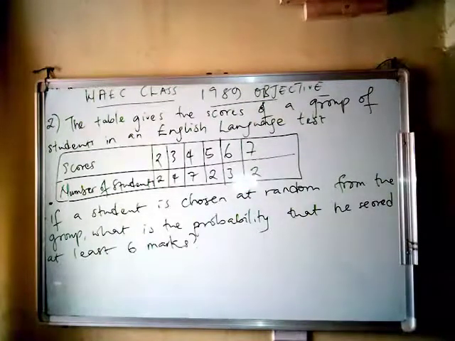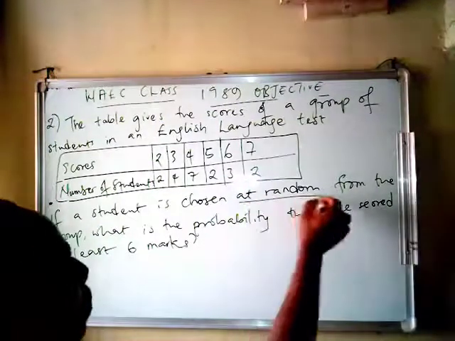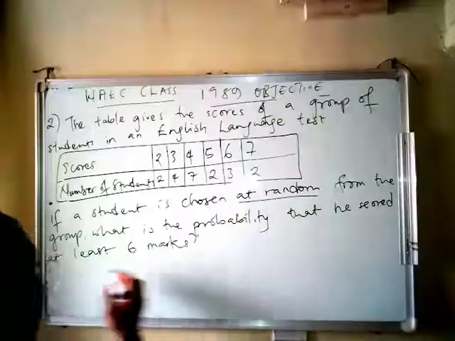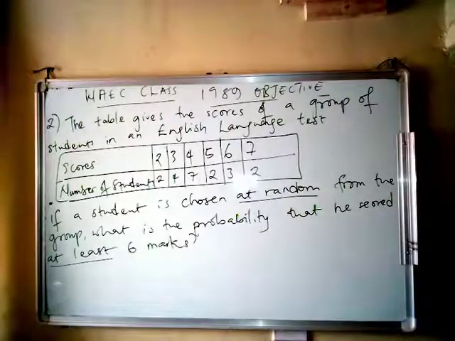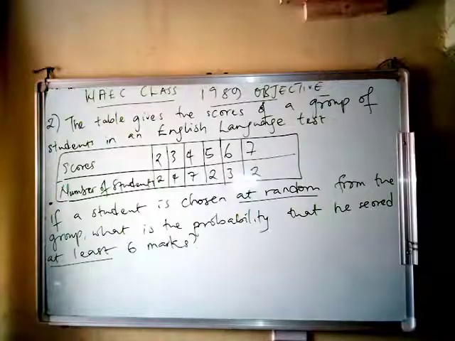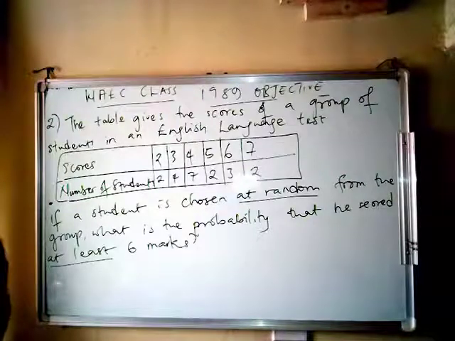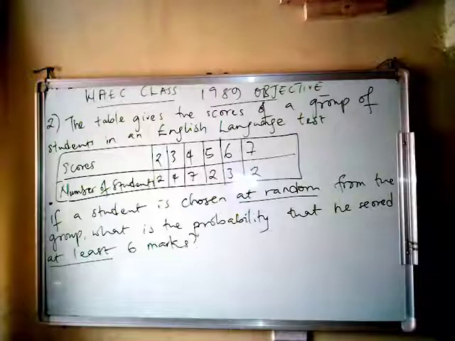Some of the key words to look at are at random and at least. So that is a basic thing to look at. Now, what do you mean when you say at random? At random means you are choosing without being careful. You just pick without looking.